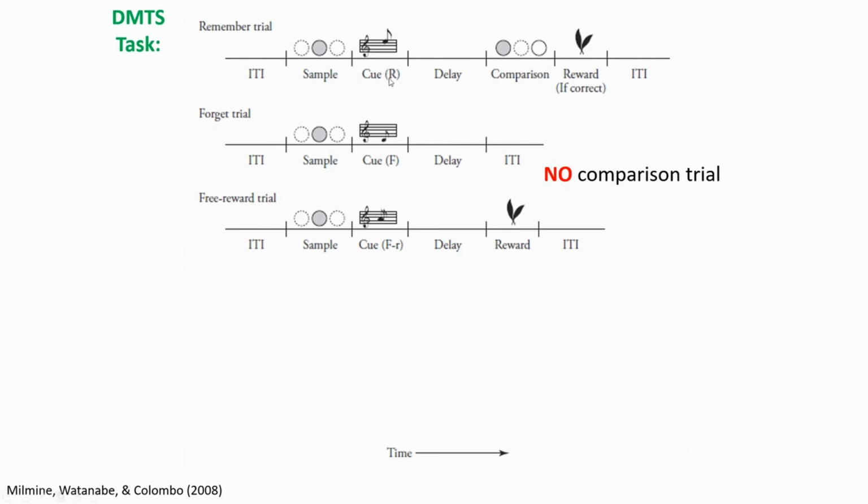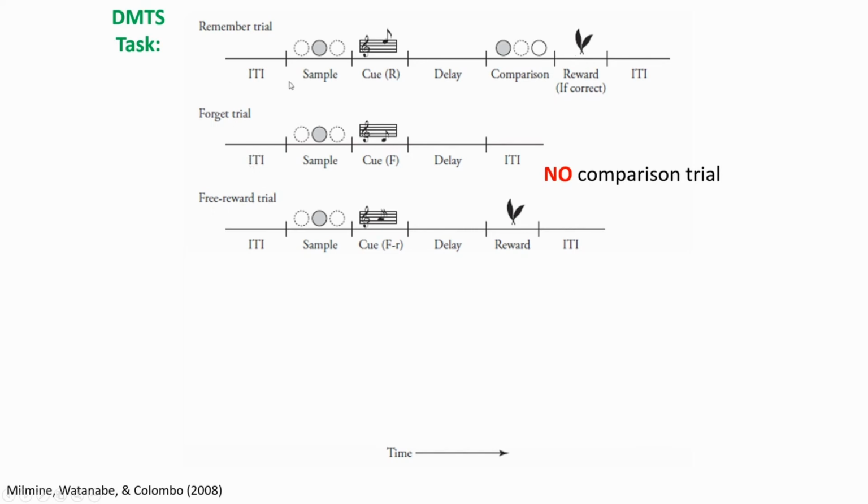So in our remember cue trial, we saw our sample, we got the sound that says remember that sample, there's a delay, and then we're given a test. Can you match your sample to these 2 different options? And if you click the correct thing, the color or the key that matches your sample, you get a reward.